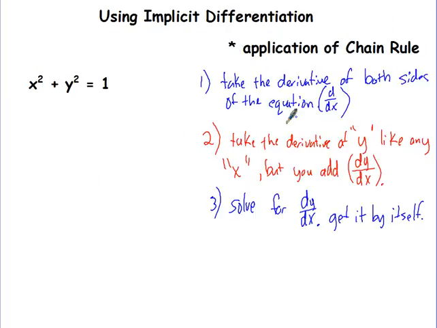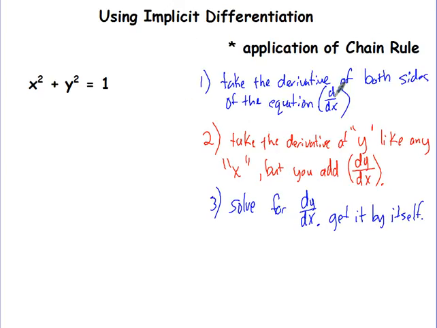Well, there's basically three steps, okay? There's three steps, and this is basically an application of the chain rule, okay? So remember, the chain rule is the derivative of the outside with the original inside times the derivative of the inside. So here are the three steps.